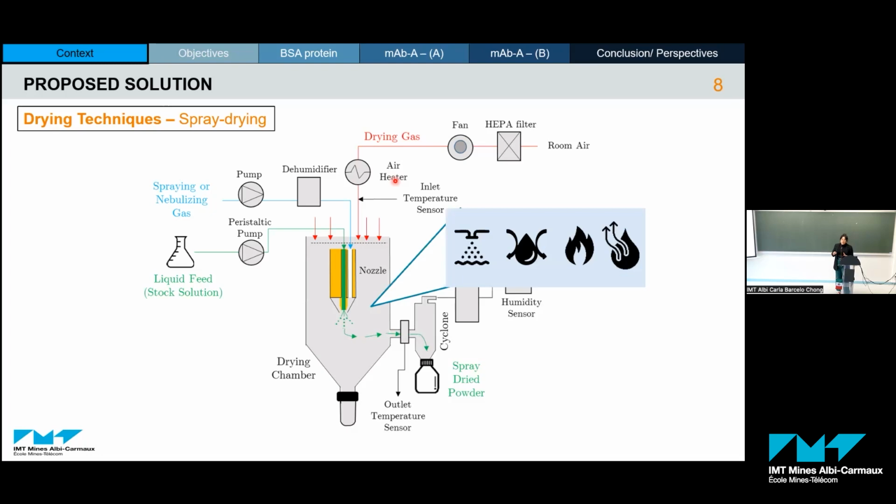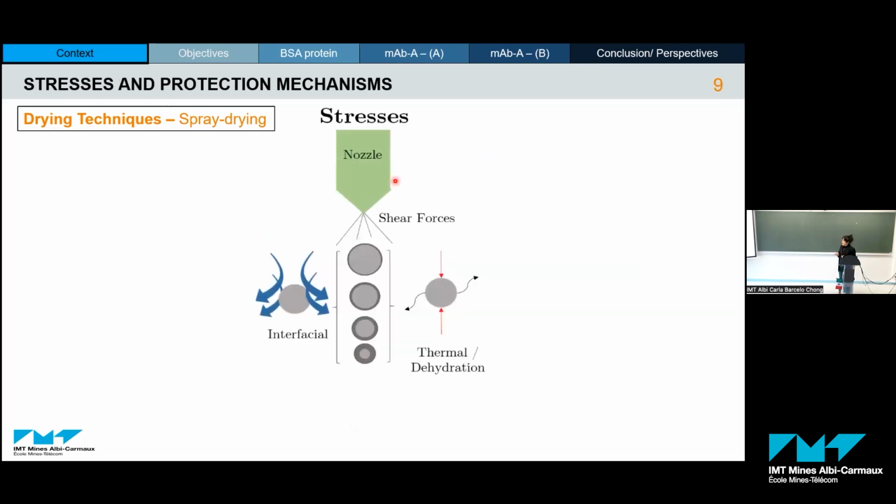Previously I mentioned different drying techniques that present different combinations of stresses. In the drying technique, the stresses that we have present in the different steps can affect the protein stability. The stresses that we have in this process specifically are the shear forces, the interfacial stresses, and as well the thermal and the hydration stresses.